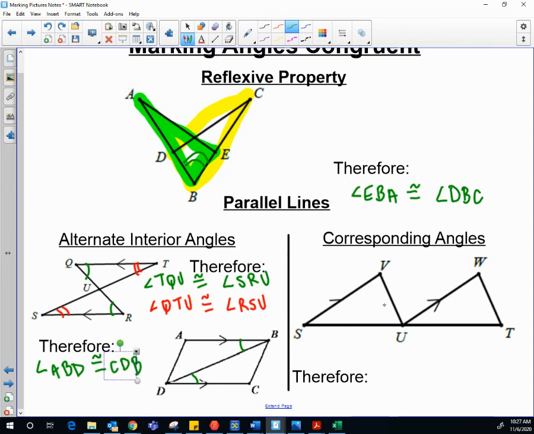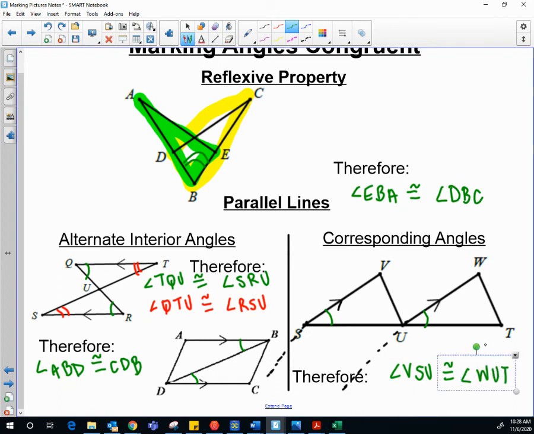And then you can also have corresponding angles. So again, we have parallel lines. They either have to be told to you or shown to you in the picture. And then we're going to look for corresponding angles. Remember, corresponding angles are on the same side of the transversal, and they're the same relative position regarding their parallel line. So if I kind of extended this line out, the parallel line out, hopefully you can see that those are the corresponding angles. So now we know that angle VSU is congruent to angle WUT.